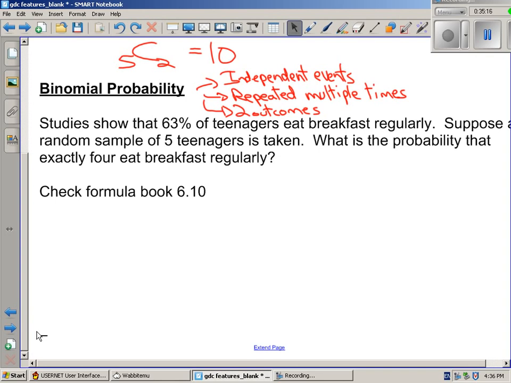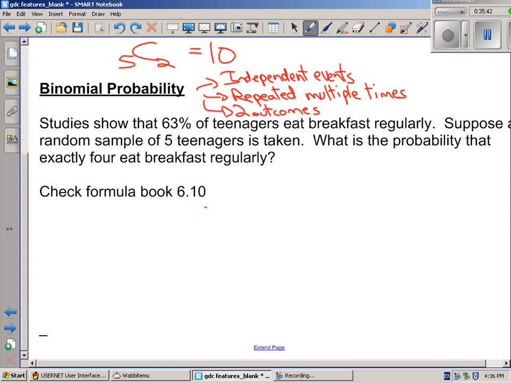Let's see. Are these independent events? Probably. It's not going to matter what one teenager does to affect what another one does. Well, up for debate. Repeated multiple times? Yeah, we're going to do it for 5 teenagers. Only 2 outcomes: either you eat breakfast or you don't. That lets us know that it's binomial probability.